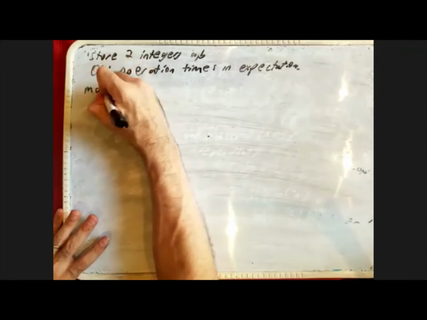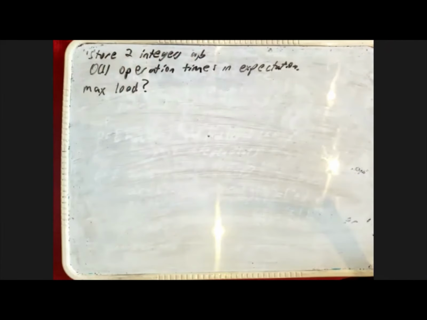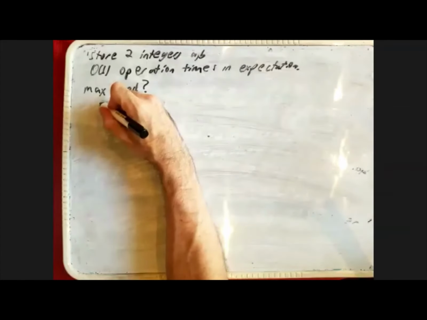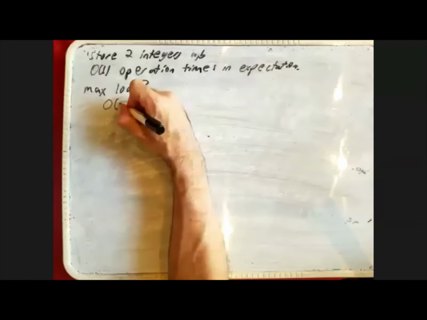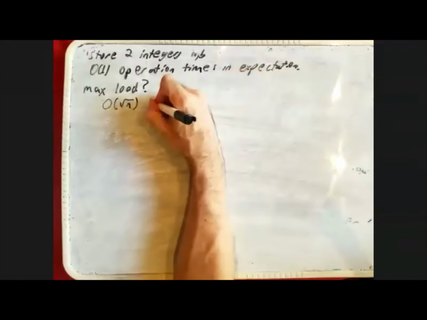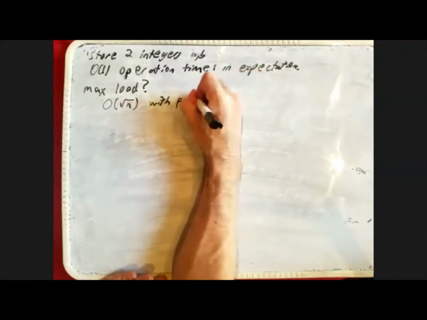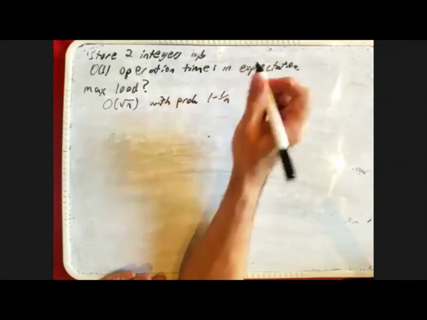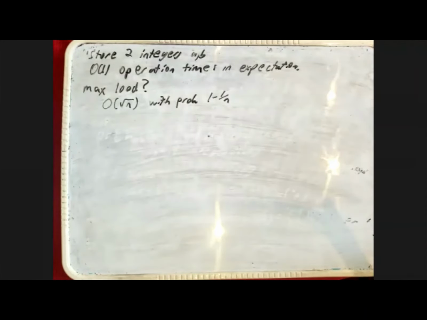But it is interesting to ask about the maximum load. Like how many items can end up in the same bucket with some probability. And it turns out that you can prove that the maximum load is order of square root of n with probability 1 minus 1 over n. So if you use this pairwise independent hash function, it is very unlikely that you will have more than square root of n items in a single bucket.